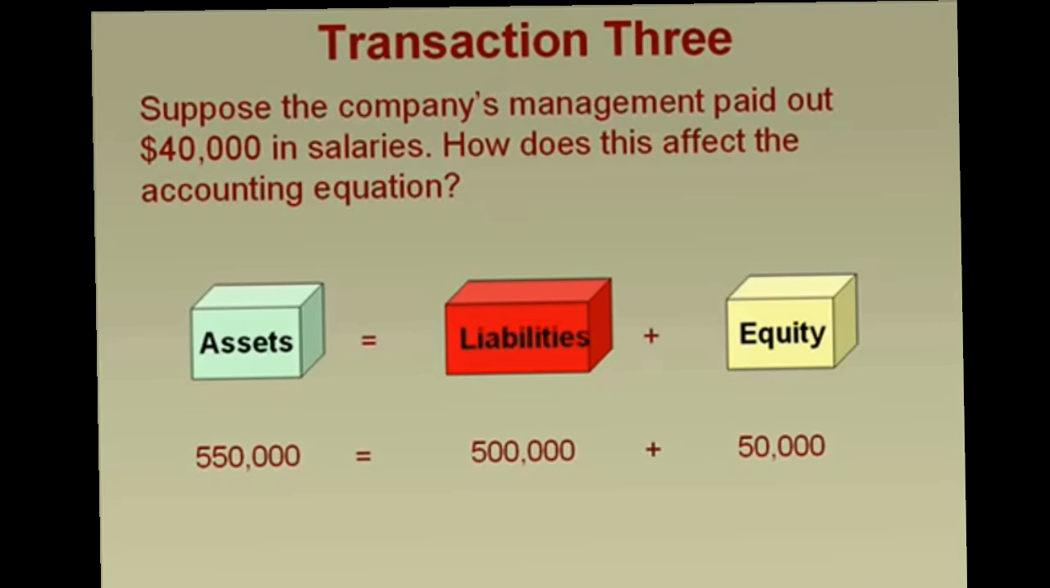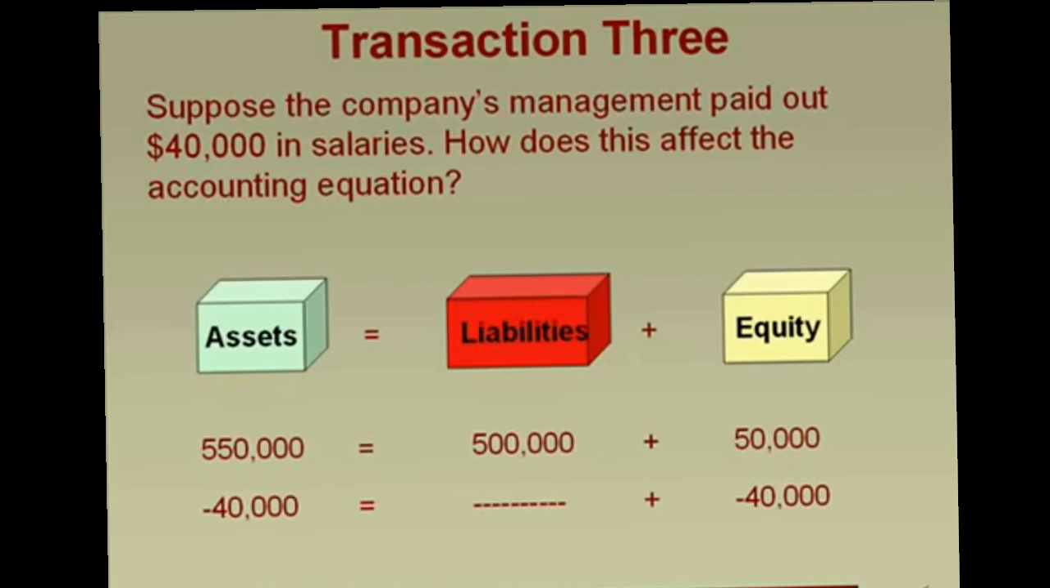Okay. Cash goes down 40,000 because you paid money. Expenses go up 40,000. If expenses goes up, is that good for equity or bad for equity? It's bad. So it has a negative impact. So here goes. Assets go down 40. Cash is an asset. You paid $40,000. So assets go down 40. Equity goes down 40. And that's it.